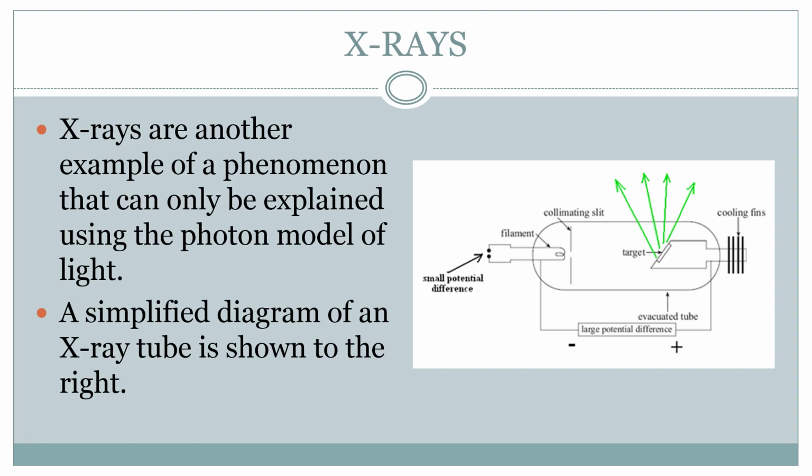So what we have here is a very simplified diagram of a typical X-ray tube. And we'll go through the parts of that X-ray tube and what they do. So the first thing we need to know is that the guts of the X-ray tube are contained within an evacuated glass tube. So all the air is being sucked out of it, and that's to avoid energy loss when electrons collide with gas molecules inside the tube.